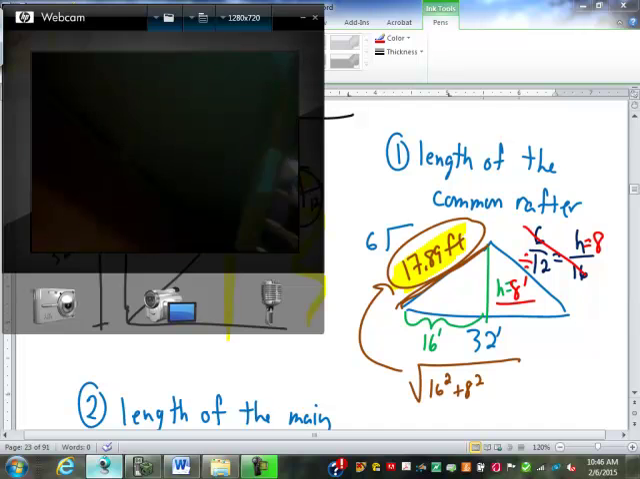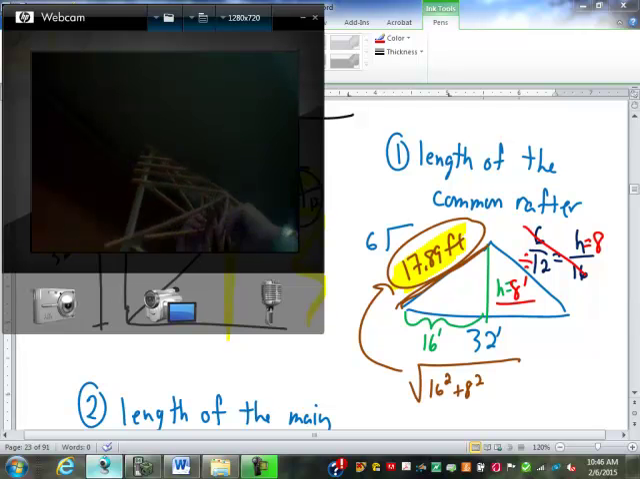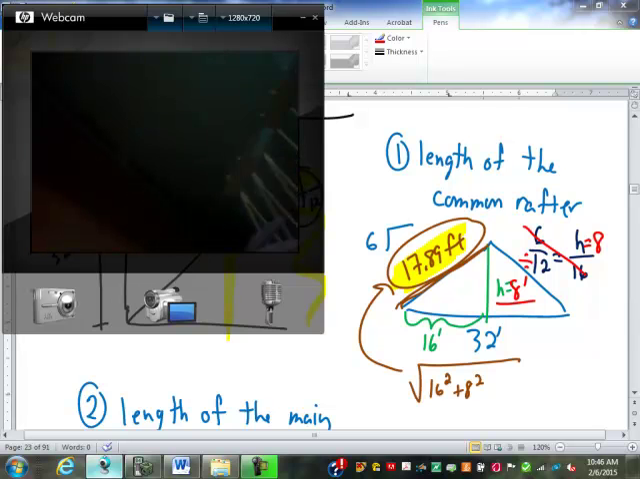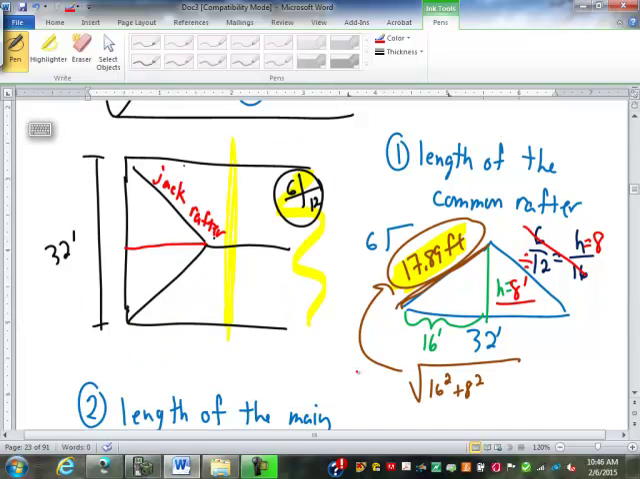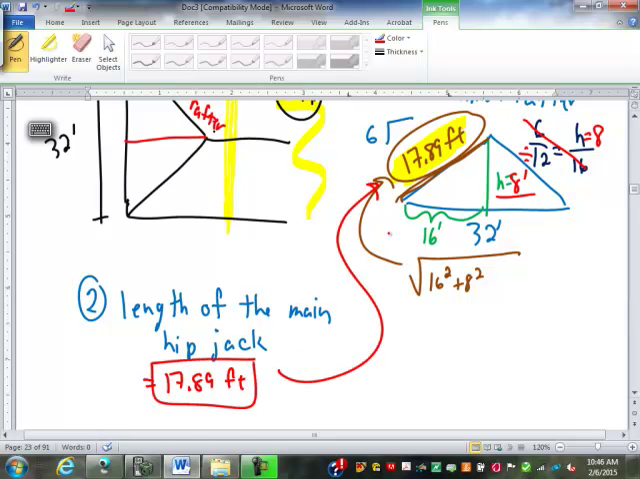So again, looking at the model, that would be, I can get back far enough to get it on camera, from here down on that hip side. Now you can see from the model, that length is very, very close to the length of our common rafter on the main roof. In fact, it is the same. If we are properly framed in a conventional case with equal slopes, that should be exactly the same. So the main hip jack length is going to also be 17.89 feet, just because that's the length of the common rafter.